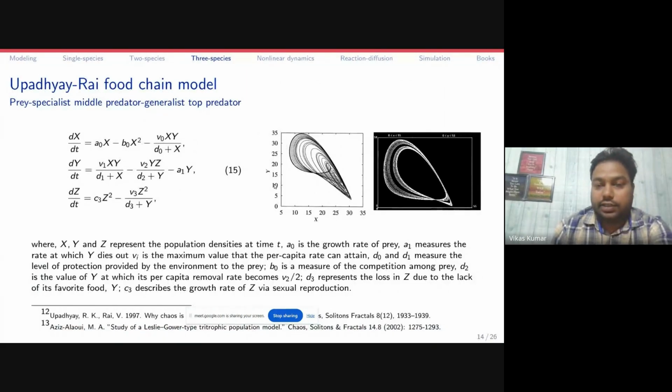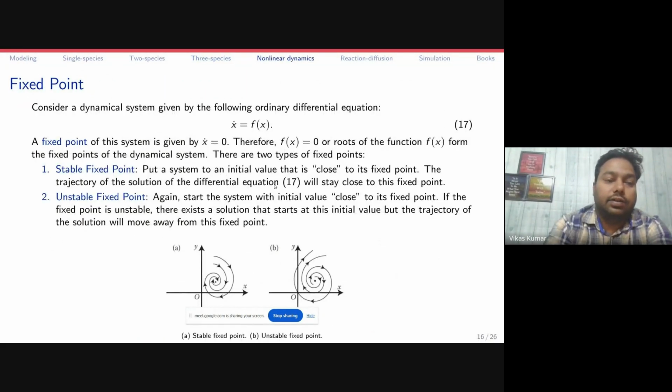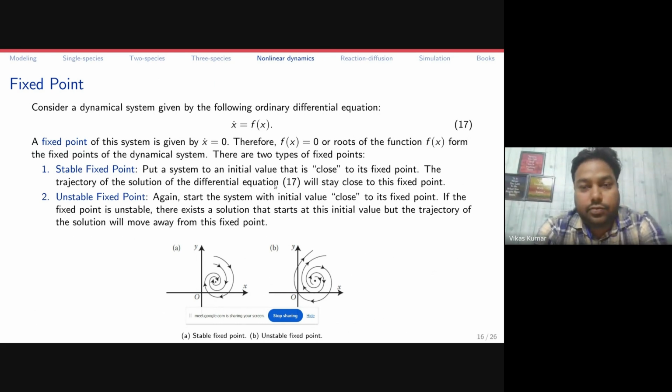So these are the models. Now I was talking about the nonlinear dynamics from the theoretical point of view. We have a fixed point. Actually, a fixed point can be called an equilibrium point, rest point, or stationary point. These are the common words for the fixed point.